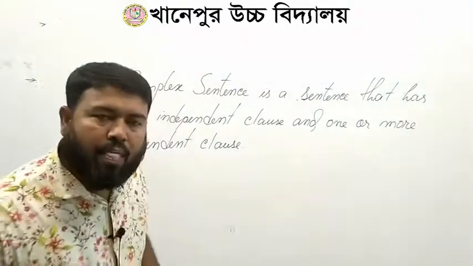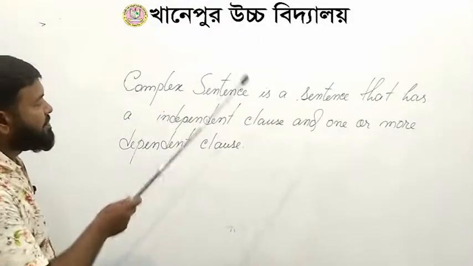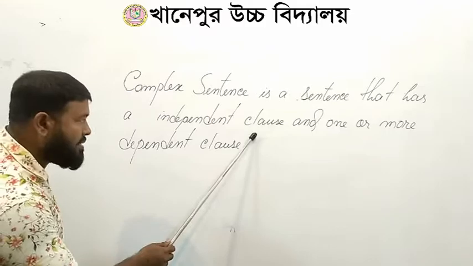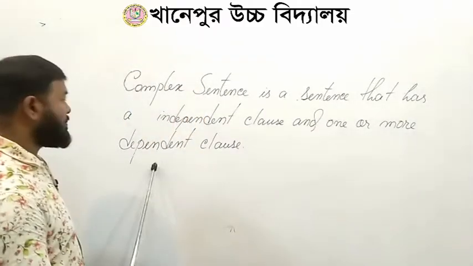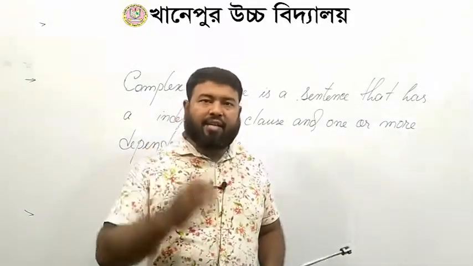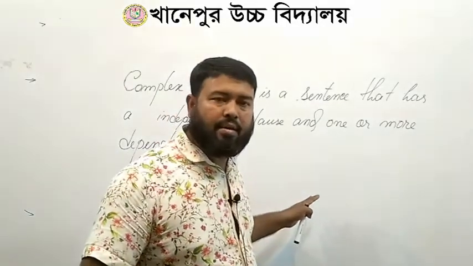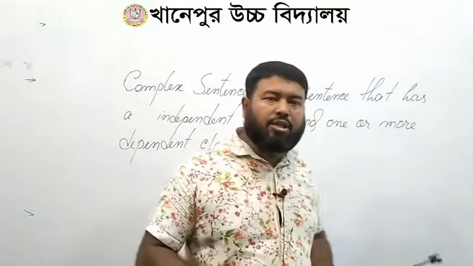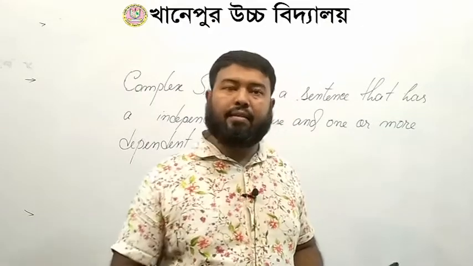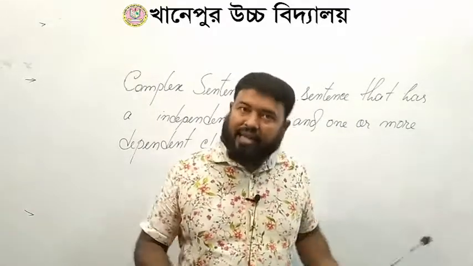My dear student, what can we see? A complex sentence is a sentence that has an independent clause and one or more dependent clauses. Now, an important matter is the clause. If you want to understand this sentence, you must understand the clause. If you don't understand the clause, then you can't understand the complex sentence.